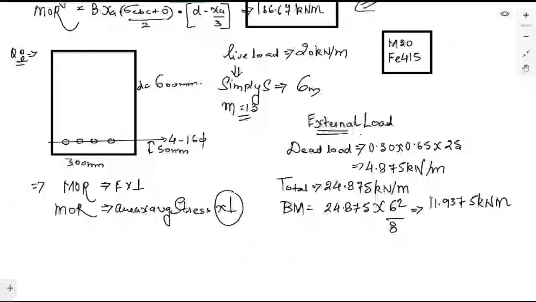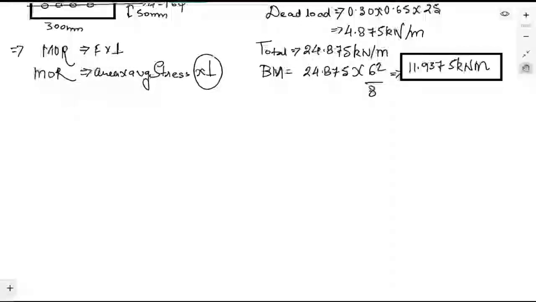It means that the external moment which is coming over the beam is this much. It means that the beam should develop at least this much of response. So the moment of resistance should have at least this much of value. It means that this moment of resistance should be at least equal to 11.9375 kilonewton meter. कम से कम इतना तो होना ही चाहिए.